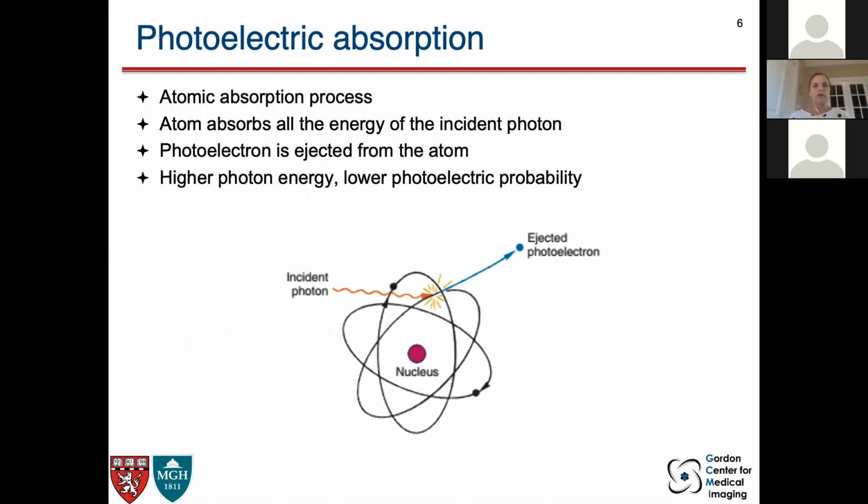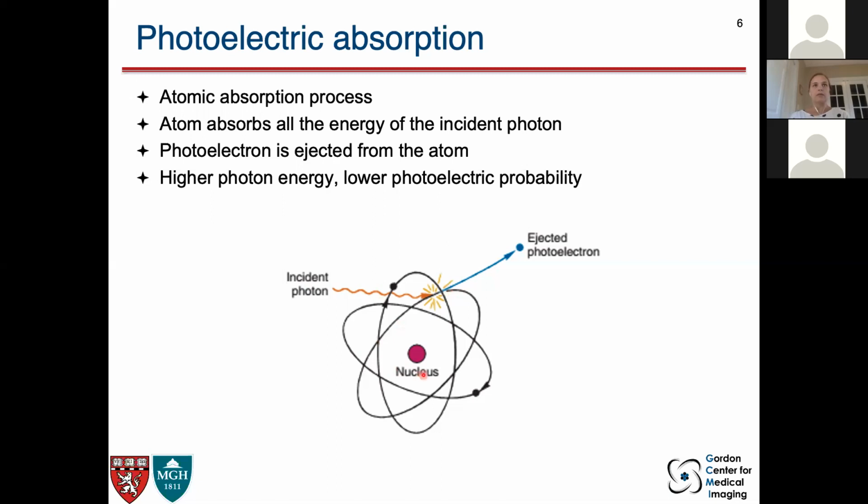So first we have photoelectric absorption. This is an atomic absorption process. You have our incident photon, and the atom absorbs the full energy of this incoming photon. As a result, a photoelectron will be ejected from the atom. The kinetic energy of this ejected photoelectron will correspond to the difference between the energy of this incoming photon and the binding energy of the ejected photoelectron. So the energy of this photoelectron will carry some information about the energy of the incident photon.